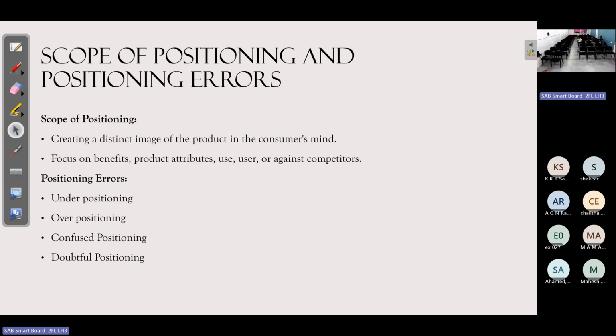So normally we know if we are going for premium features, the price will be high.